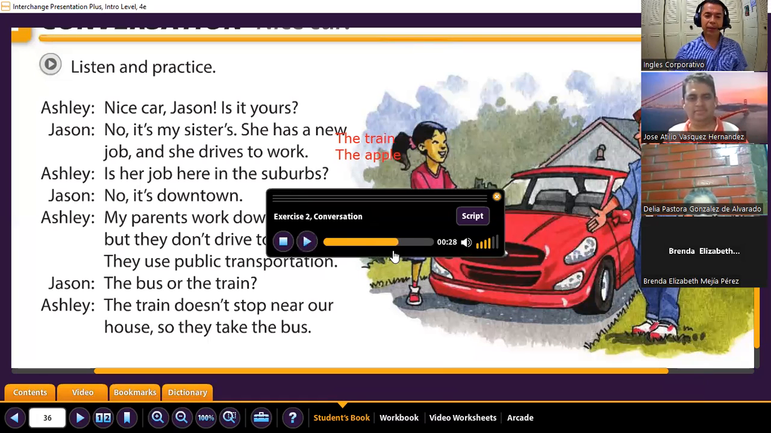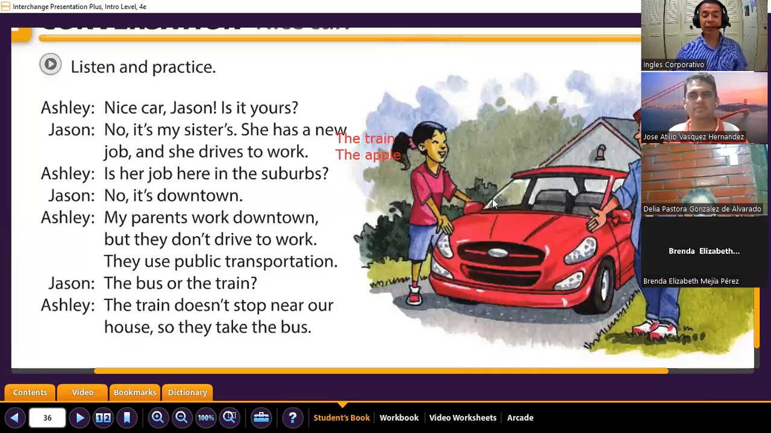Page 36. Near our house, so they take the bus. They take the bus. The bus. They take the bus. So because... O quizá yo dije the bus. No. I say the bus, right?